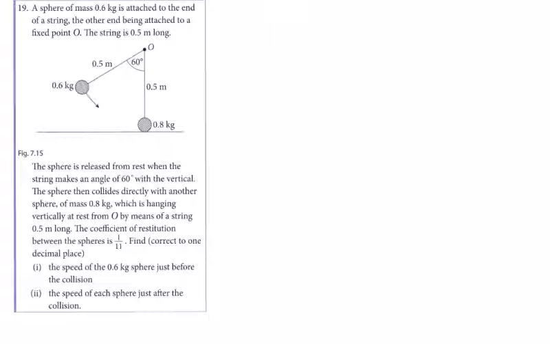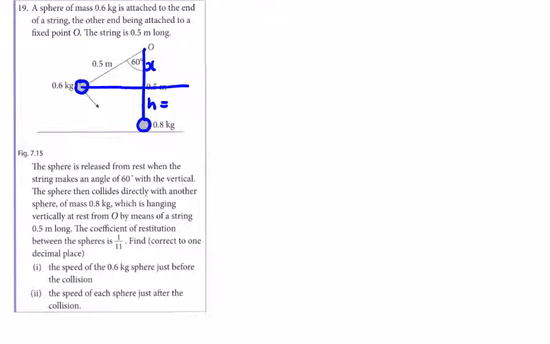Question 19, we have spheres of mass 0.6 and 0.8. They're on a string 0.5 long. And let's straight away just get this distance in here. This x distance is going to be down to that point here. And then we'll be able to find what this height is, taking it away from 0.5.